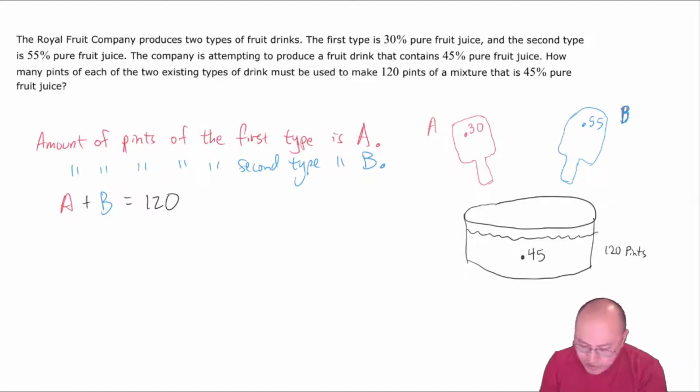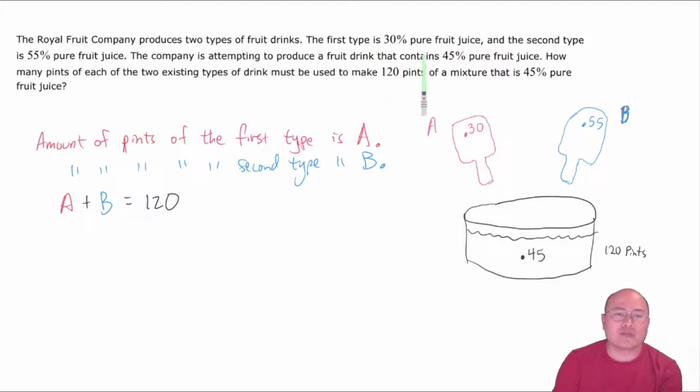And going back to read the problem, the first type is 30% pure fruit juice, and the second type is 55% pure fruit juice. The company is attempting to produce a fruit drink that contains 45% pure fruit juice. How many pints of each of the two existing types of drink must be used to make 120 pints of a mixture that is 45% fruit juice? Let's see. Let's take the amount of pints and multiply it by the concentration to get the total amount of pure fruit juice.